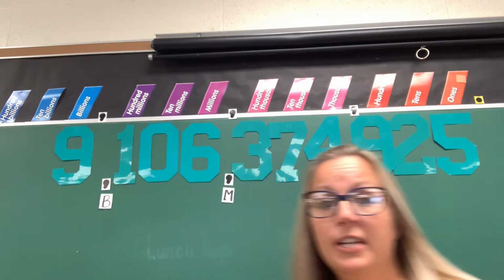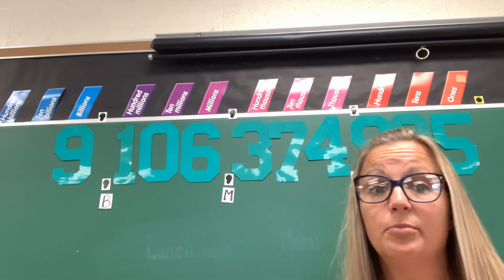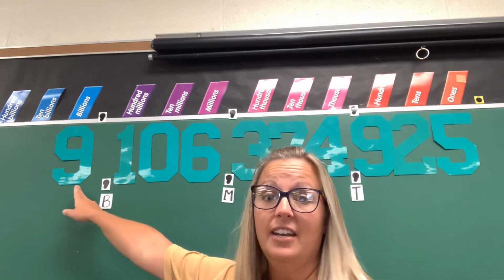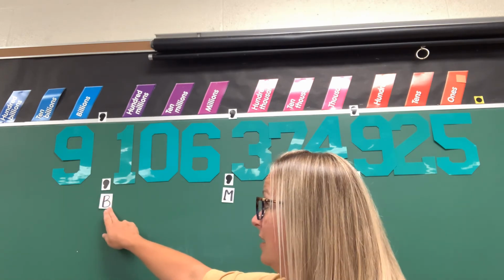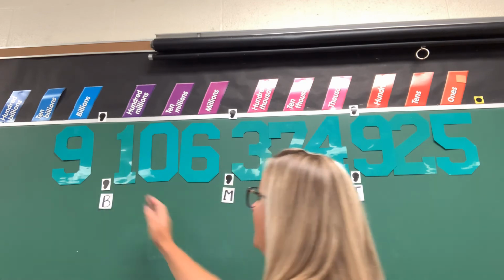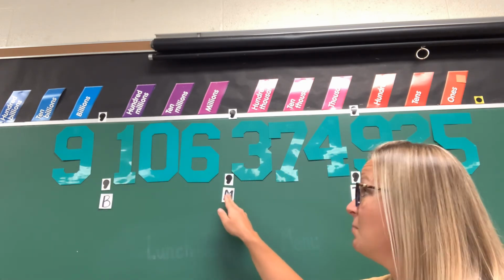Now, how would I read this number? I'm going to read it in chunks. And every time I see a comma, I'm going to stop and make sure that I have a place value. So I would read it as 9 billion. Look at this number. Don't look at the rest of the number. Just look at this right here. This says 106. Then I put an M, so I know it's millions.